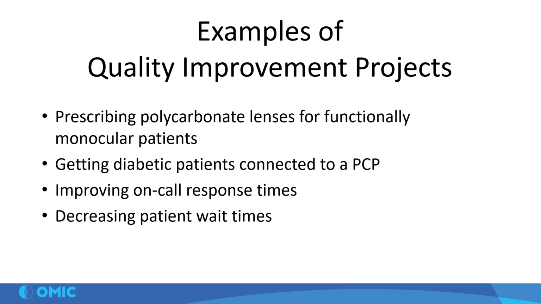The fact that near misses and preventable adverse events occur has been a driving force in the quality improvement movement in medical practice. Some examples of pertinent and useful QI projects in ophthalmology include projects to prescribe polycarbonate lenses for monocular patients, make sure that patients with diabetes have a PCP, improving patient experience by decreasing the on-call response time and decreasing patient wait times. All of these things would be expected to result in either better patient outcomes or a better patient experience of care, or both.